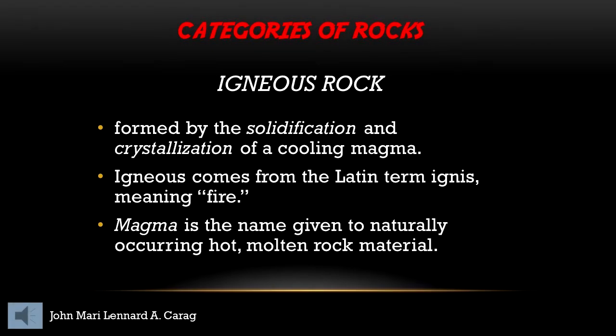So next is categories of rocks. Remember, rocks are categorized depending on how they are formed. So the first category is the igneous rock. Igneous rocks are formed by solidification and crystallization of the cooling magma. So what is a magma? Magma is the name given to a naturally occurring hot molten rock material. The word igneous comes from the Latin term ignis, meaning fire.